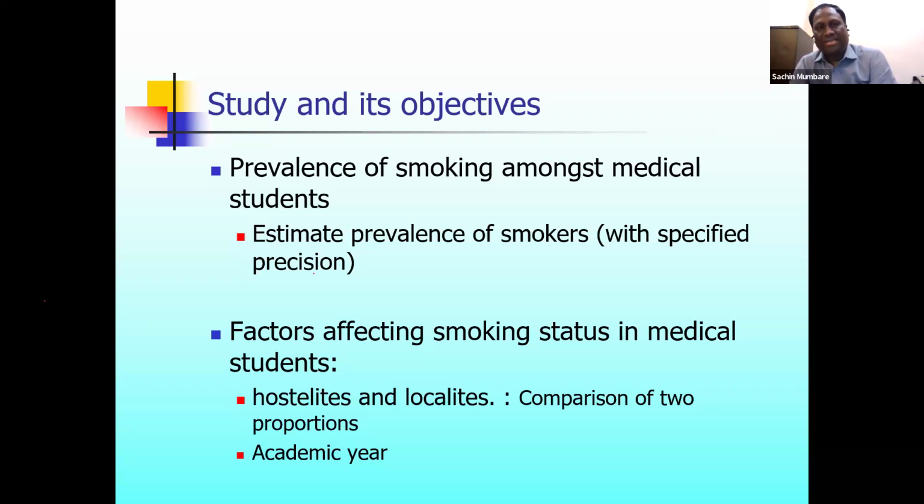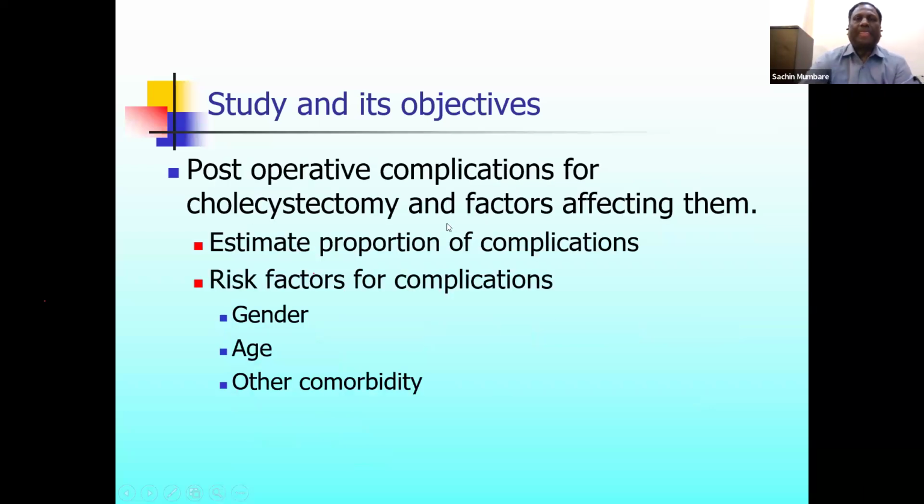And this is the second objective, another objective where we are applying test of significance. Or another example is academic year, whether the proportion of smokers in first year is significantly less than proportion of smokers in final year. That also can be an objective. Another objective can be post-operative complications for cholecystectomy and factors affecting them. This can be a thesis topic. The proportion of post-operative complications for cholecystectomy and what are the factors affecting them.